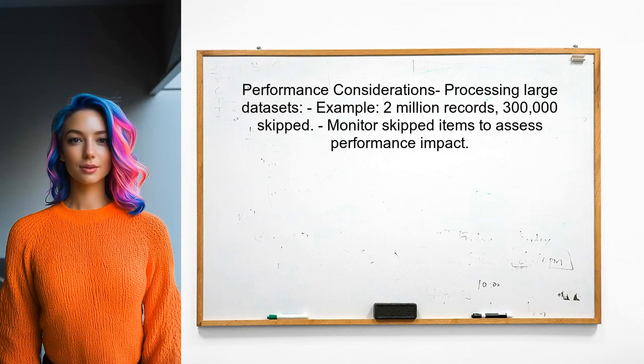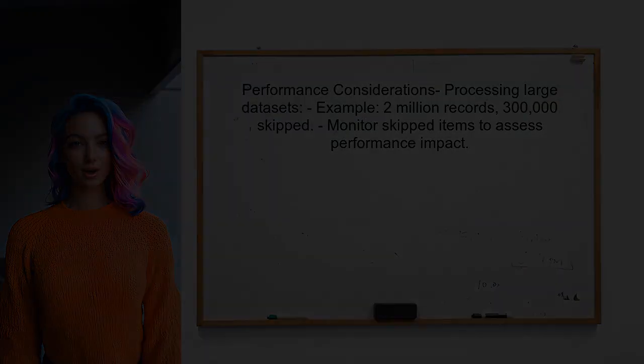If the user is processing a large number of records, such as 2 million, and a significant number are skipped, performance can indeed be impacted. It's important to monitor how many items are being skipped and adjust the processing strategy accordingly.